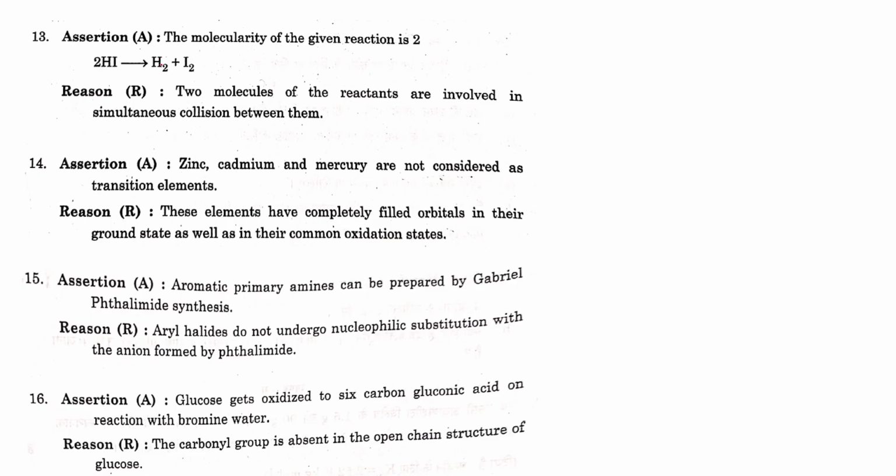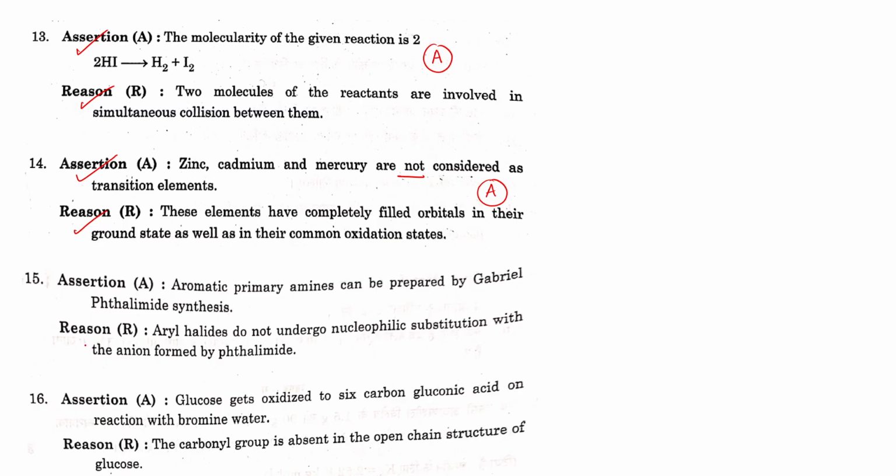In this one again, question number 13, assertion is correct, reason is correct, so option A is correct. Both of them are correct. Zinc, cadmium, mercury, they are not considered. Yes, it is correct. So assertion is correct. Fully filled, correct. So again, both of them are correct. Option A.